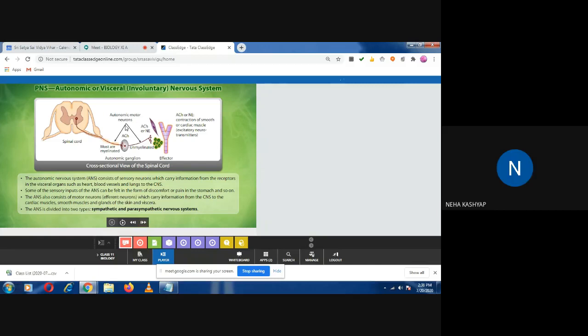Yes. In this, sensory neurons carry the information from the receptors to the visceral organs like our heart and lungs. One thing, wait. They carry the information from the receptors which are actually present in the visceral organs to the CNS. Correct. Okay. From the receptors present in the visceral organs to the CNS. Okay. Then what else?